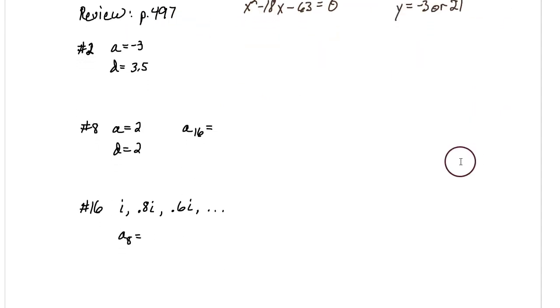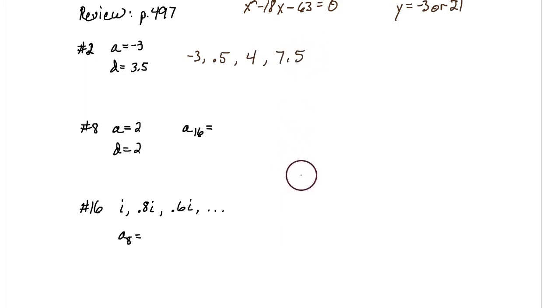Now for the review assignment, page 497. The directions ask us to write the first 4 terms of an arithmetic progression using this information. So we're given the value of A, so the first number is negative 3. And we're given the value of D, so we need to add that to that number to get the next term. Negative 3 add 3.5 is 0.5. 0.5 add 3.5 is 4. And then 4 add 3.5 is 7.5.